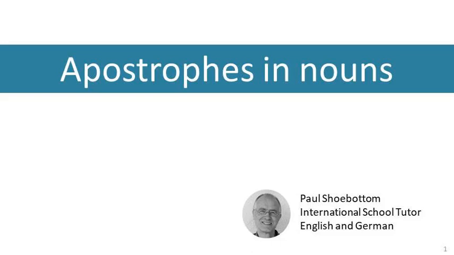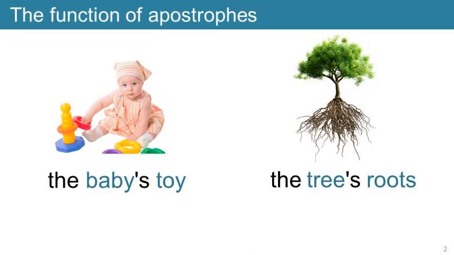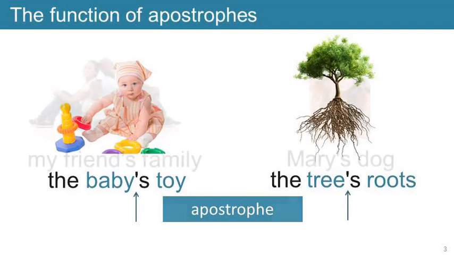This lesson has information about how and when to use apostrophes in nouns. Okay, let's start by looking at two nouns with apostrophes, baby and tree. So here we have the baby's toy and the tree's roots. The apostrophe connects the baby to her toy and the tree to its roots.